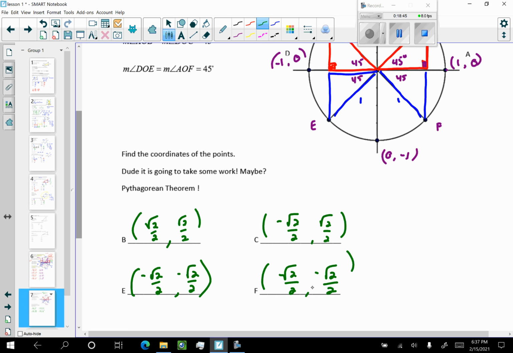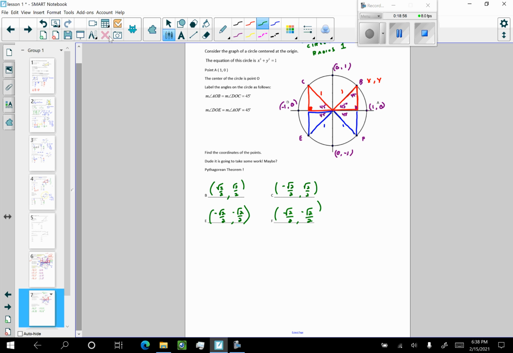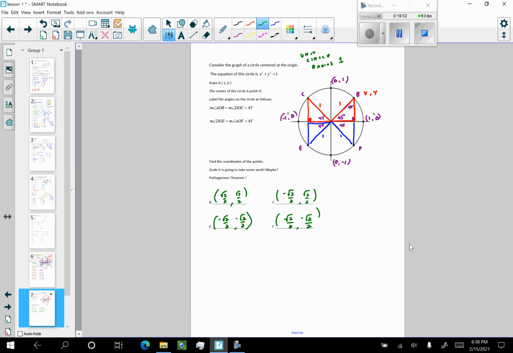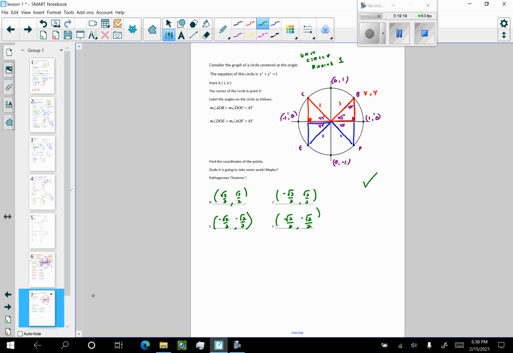Ladies and gentlemen, I can't tell you how important this activity will be with respect to the rest of your study of trigonometry. So you need to be able to come up with these coordinates, and you need to be able to come up with these coordinates. They're going to be very important. And that, ladies and gentlemen, is Unit 7, Lesson 1, Activity. See ya.